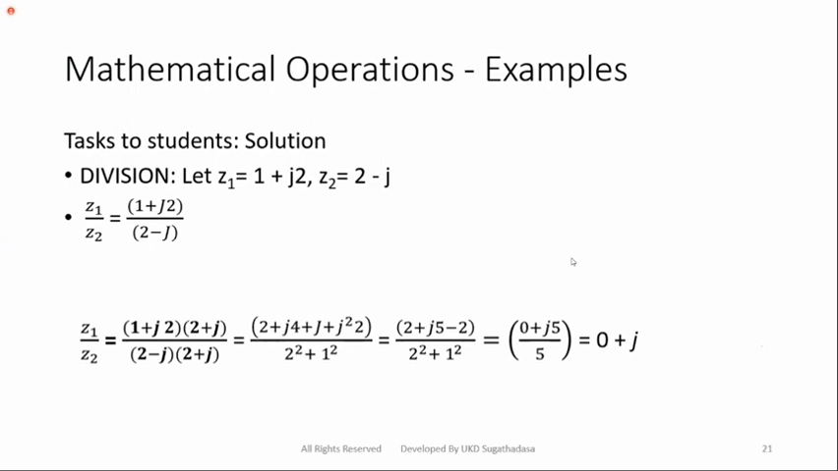Then the bottom side: a plus jb times a minus jb gives a square plus b square. Remember that one every time. 2 square plus 1 square, that is 5. The above product is very interesting here. You see the 2, j4, plus j squared 2. j squared is minus 1, so minus 2. You see the 2 and 2 cancel. Actually, in this final answer, the real part becomes 0. The j5 by 5, you get j. Finally it simplifies to the final answer, the complex number j.